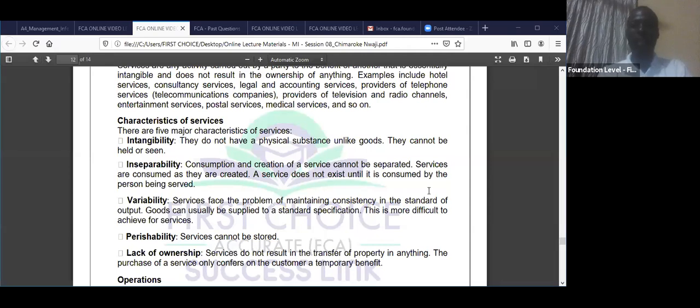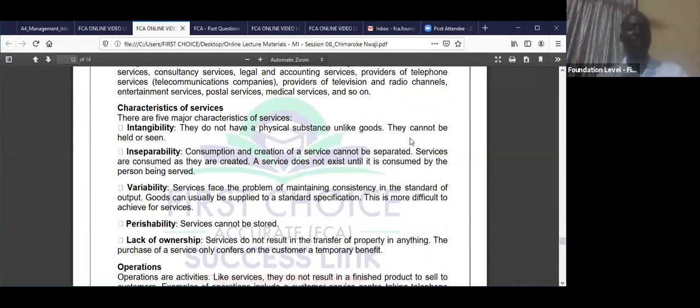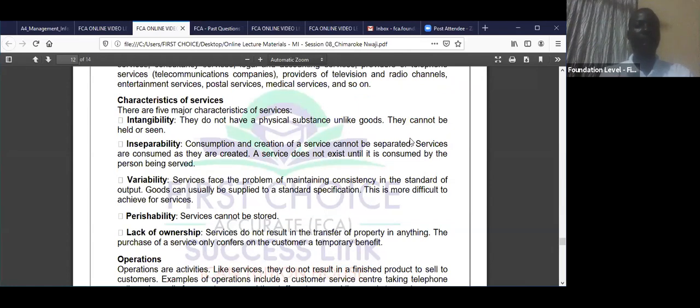Okay, so now we're talking about services. We said services have some characteristics, five in number. There is intangibility. This means you cannot see them, you cannot feel them, and so they are not tangible. You cannot see the lecture I am giving you, you can only sense it.